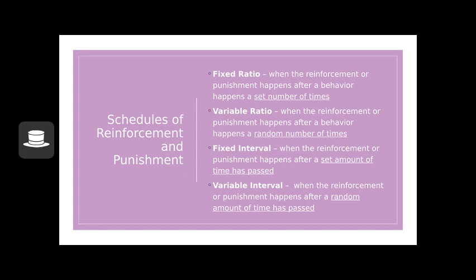So ratio, we're talking about that behavior has occurred a certain number of times. Interval, time has passed. So let's get a little bit deeper into it because we can break up ratio and interval a little bit further. So we have fixed ratio, which is the idea that you're reinforcing or punishing something after a behavior happens a set number of times.